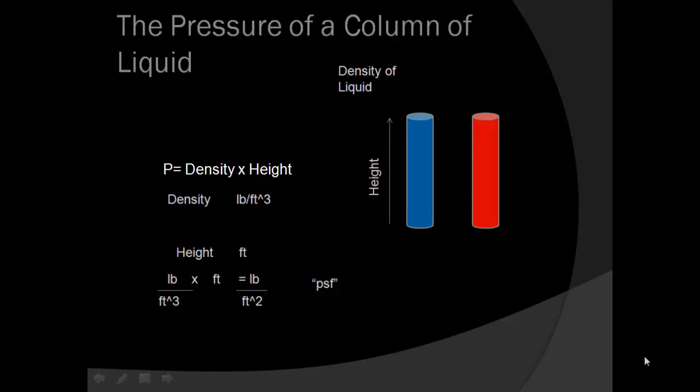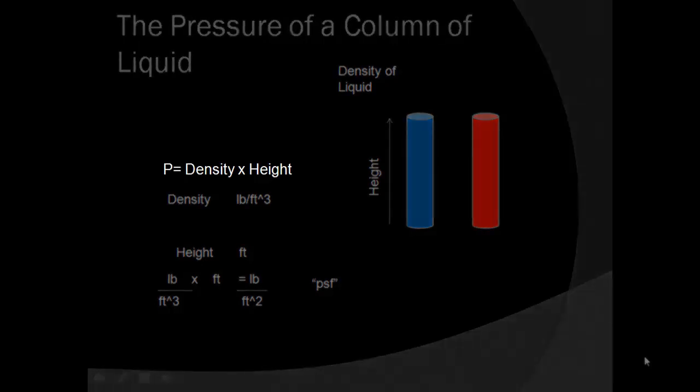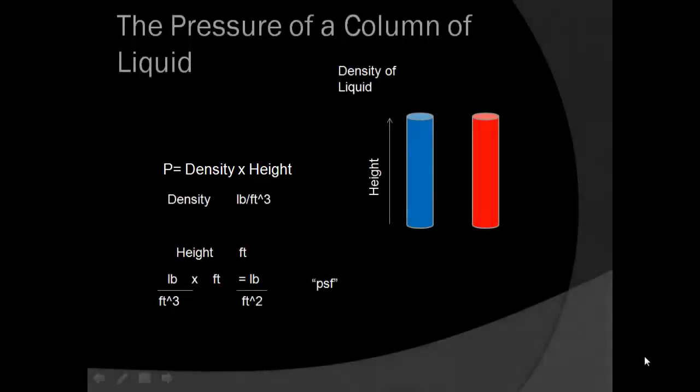This relationship is written as an equation, P equals density times height. So if there are two columns of liquid of equal height, if they have different densities, they will exert different pressures. If the density is in units of pounds per cubic foot and the height is measured in feet, then the units for pressure are shown in the equation: pounds per cubic foot times feet equals pounds per square foot, and that's PSF.